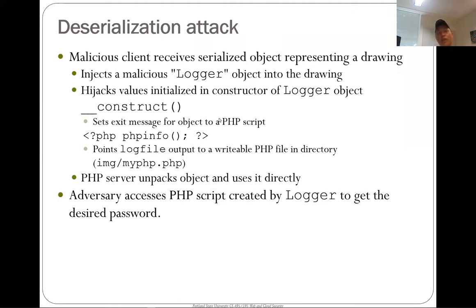This is a case where I take that exit message and I overwrite the exit message to be this string, and then I get that string output into a file in the directory that contains the images. So for example, myphp.php, then I can subsequently access this file and get the information on PHP. And that will print this to a log file that I can also specify.